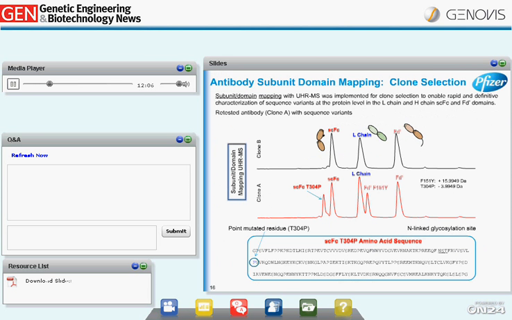When we take that same molecule and go through the antibody subunit domain mapping or the clone selection process, you can see that we'll be able to get at the detail that's necessary.